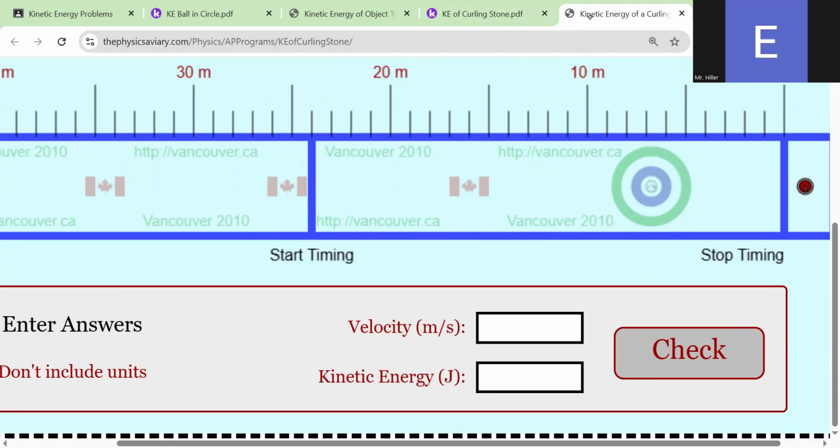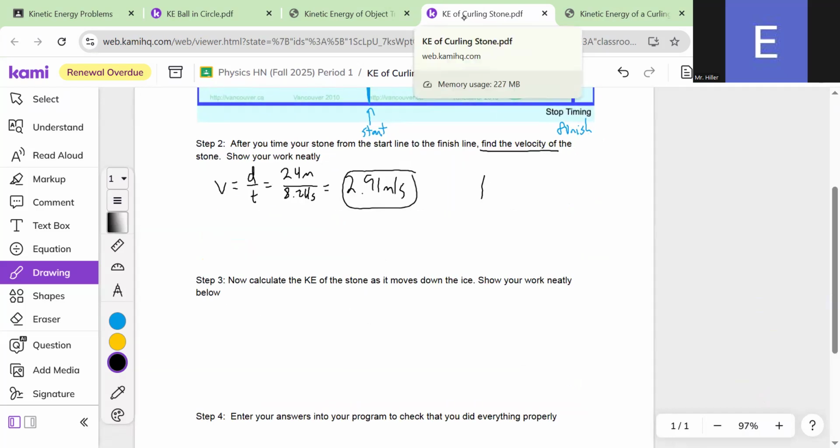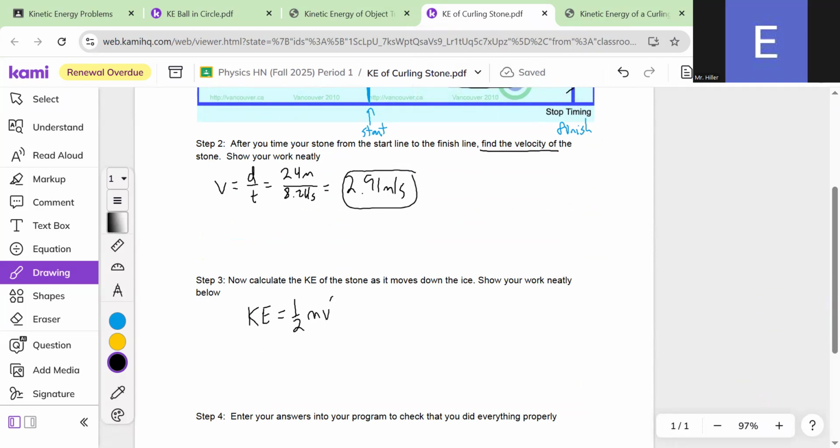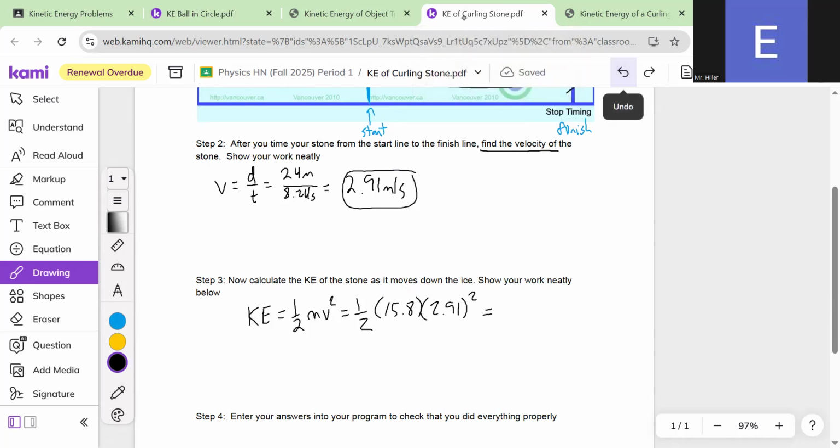Can I enter so far? Velocity is 2.91. Now I just need to enter my kinetic energy. From this, I'm going to make an easy kinetic energy calculation: one half times the mass, 15.8, times your velocity, 2.91. Don't forget to square that. Remember, start with the velocity squared, then multiply times your mass, then hit equals on your calculator, then divide it by 2. Try it in that order and you're never going to mess this up.